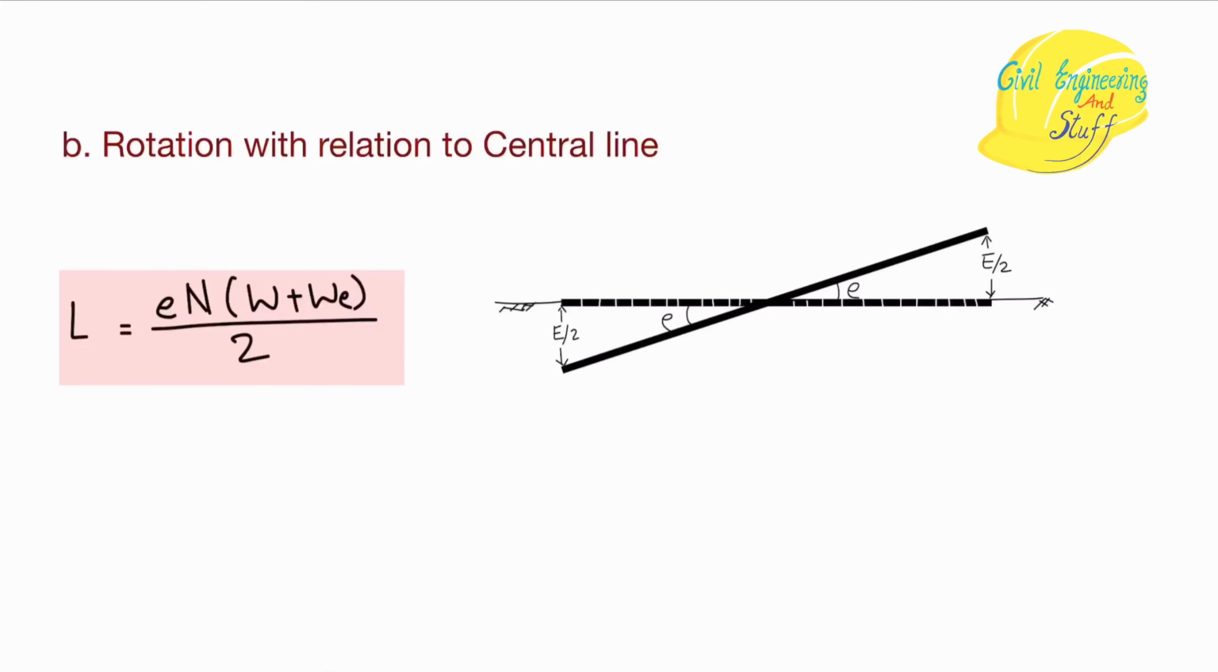In case the rotation of the road is done across the center line, in that scenario, what happens is the outer edge is raised by E by 2, and the inner edge is lowered by E by 2, and the length of the transition curve becomes L equal to E into N into (W plus WE) by 2.